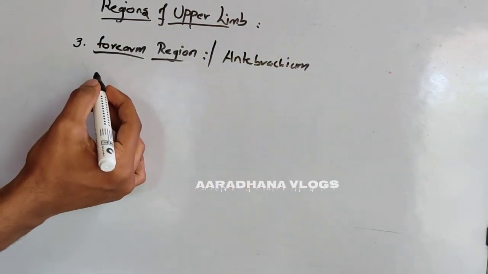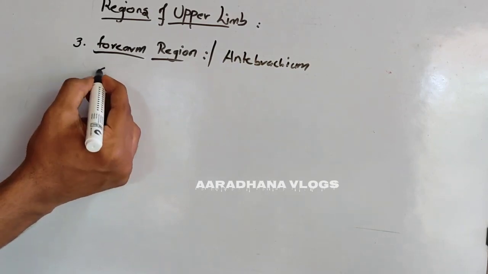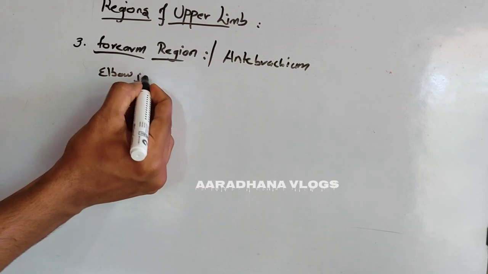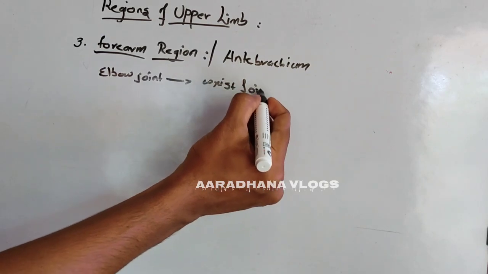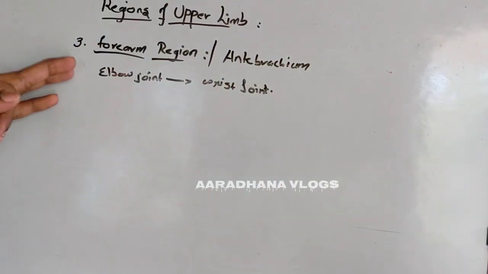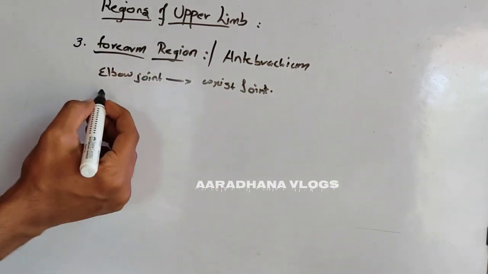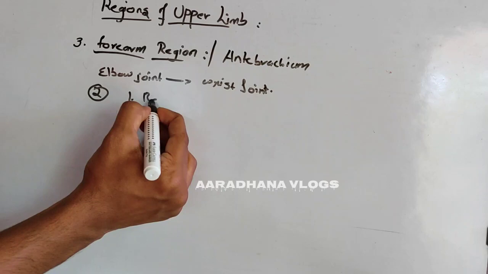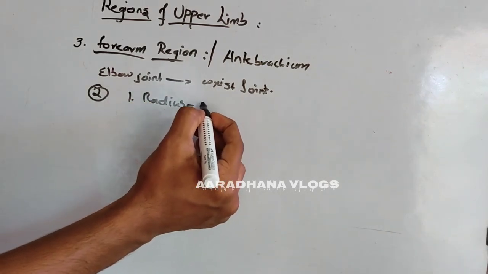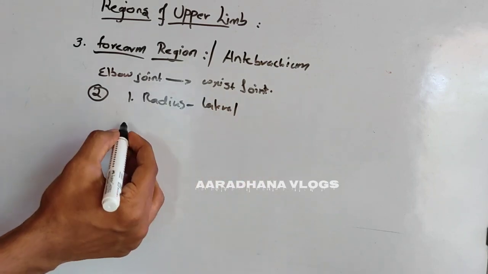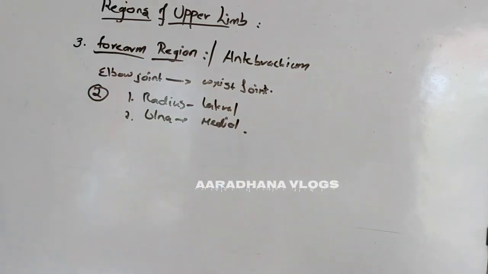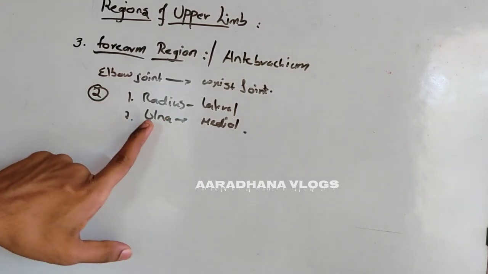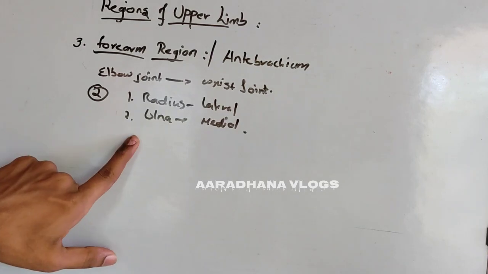Let's see the extension of the forearm region. It is extending from the elbow joint to the wrist joint. So in the elbow joint to wrist joint extension, two bones it makes. The first one is the radius bone, coming on the lateral side, and the second one is the ulna bone, coming on the medial side. In the last video I had discussed what is lateral side and what is medial side. On the lateral side it is the radius bone, on the medial side it comes as the ulna. So two bones it makes.